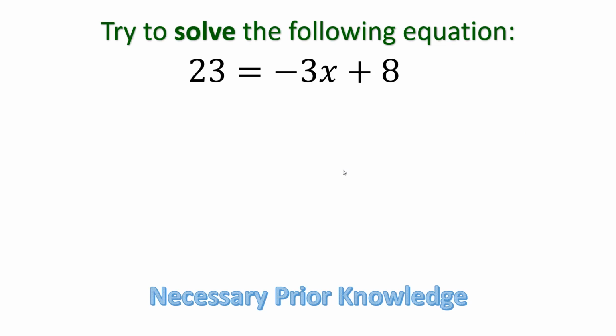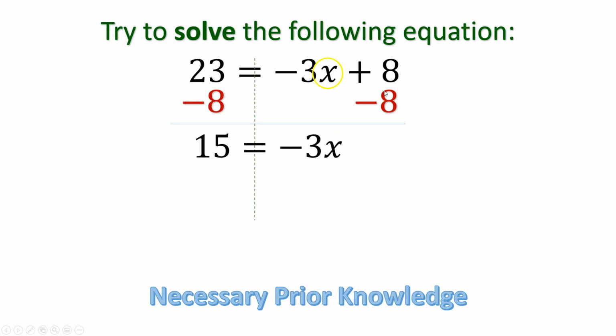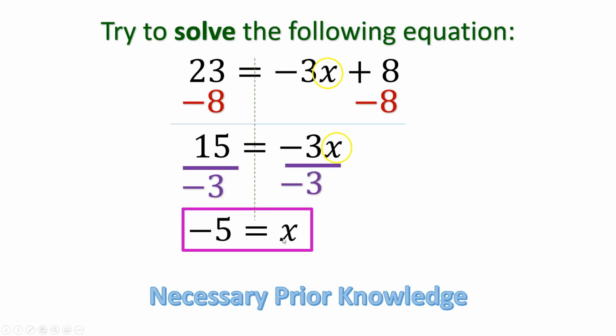Now we're going to review or practice solving two-step equations. So please try this one. In order to isolate x, we need to get rid of the plus 8 first by doing the opposite. And now we need to undo the negative 3 times x by dividing by negative 3. So these will cancel out and become a positive 1x. Simplify, and there's your answer.